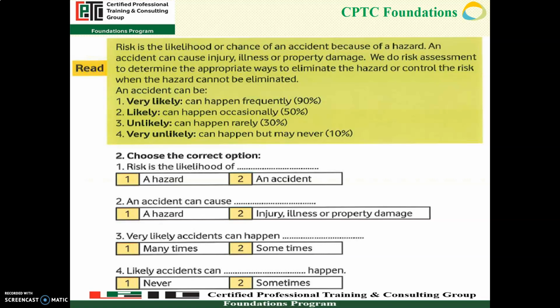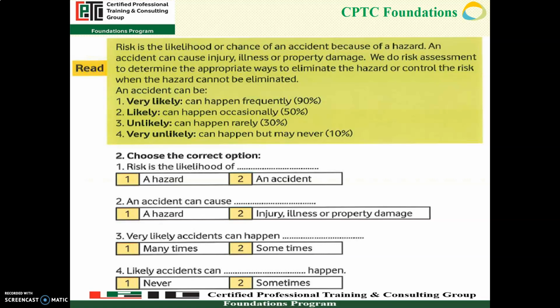So we do risk assessment to determine the appropriate ways to eliminate the hazard or control the risk when the hazard cannot be eliminated. So that's why we do risk assessment. First of all, to determine means to identify, to find out. Find out or identify the appropriate ways, means the good ways, to eliminate the hazard, means to remove it. Or if we can't remove it, then we should control the risk so that we don't have serious effects, bad effects.